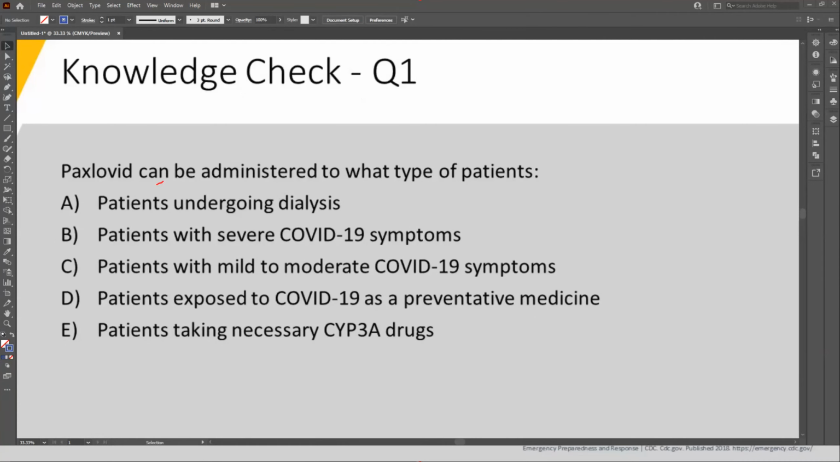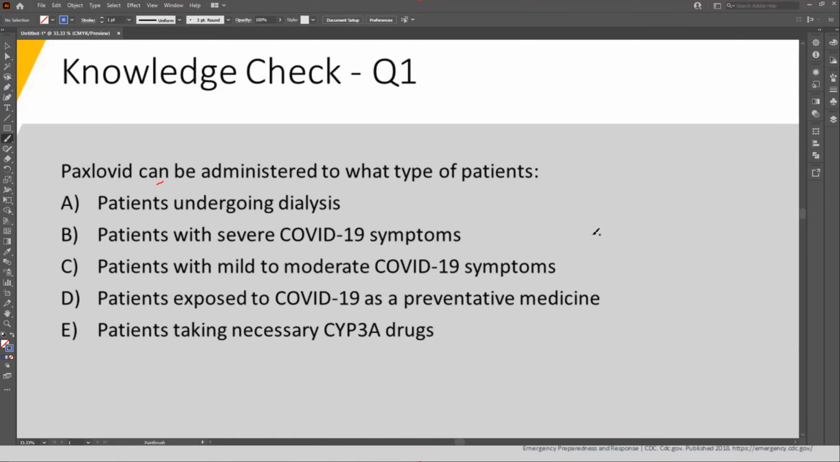So first, what I'd like for you all to do is to read the prompt that you have before you and answer in the chat what you believe to be the correct answer. In this case, our question is, Paxlovid can be administered to what types of patients? I see some answers coming in. A lot of votes for C. Overwhelmingly, I'm seeing C.